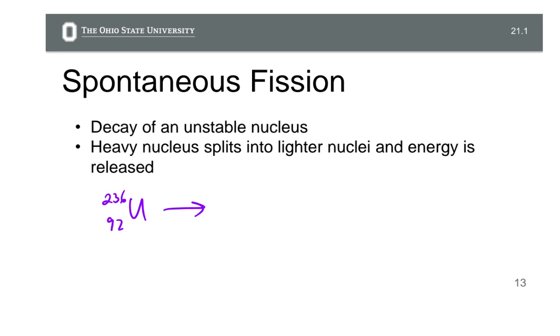This type of fission, I wouldn't expect you to be able to take uranium and figure out what the two products, the daughter nuclides, are going to be, but you should be able to figure out the number of neutrons that are going to form. So if we take uranium-236, it decays by spontaneous fission to form yttrium-96 and iodine-136.